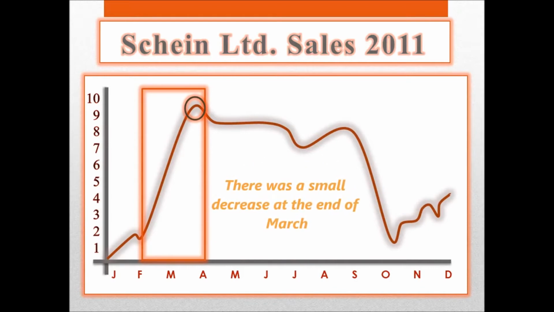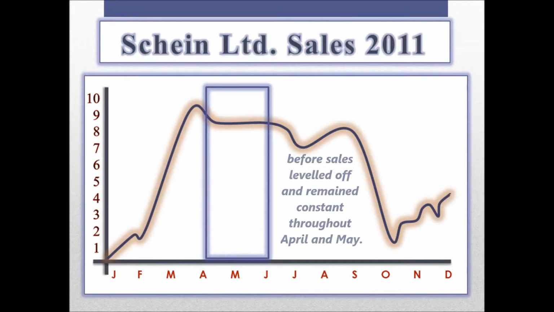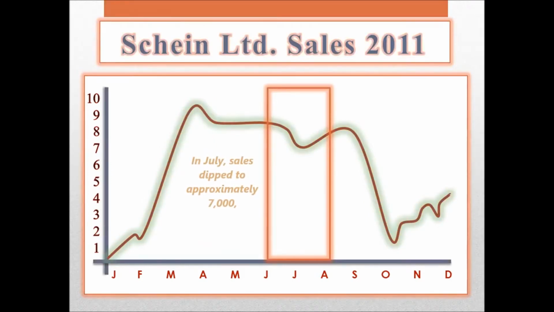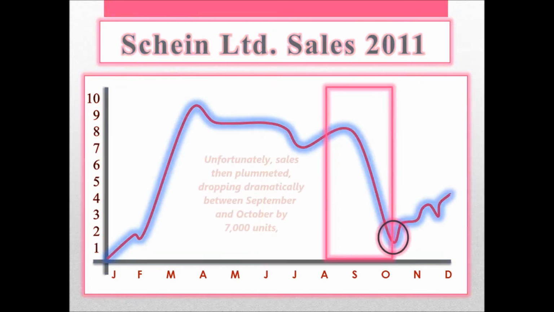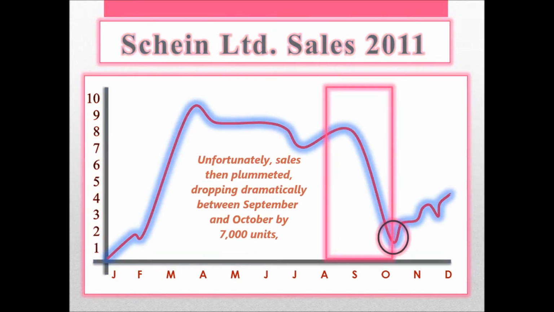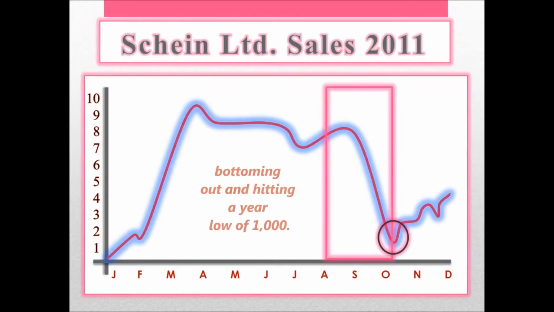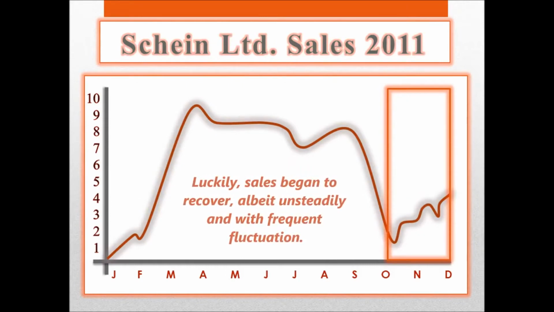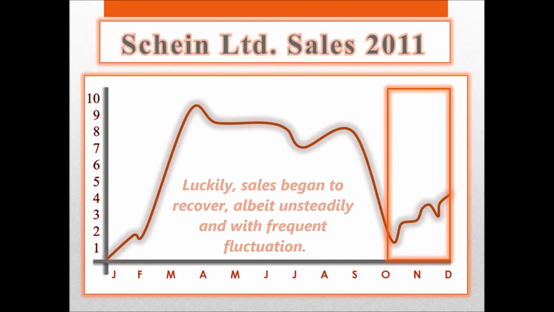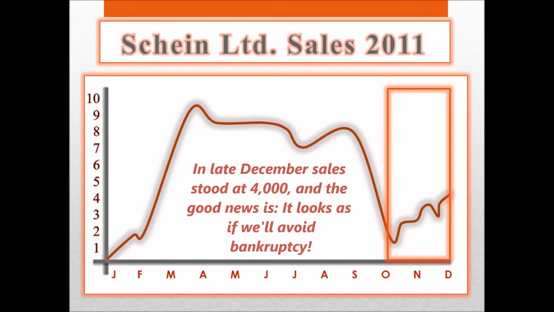There was a small decrease at the end of March before sales levelled off and remained constant throughout April and May. In July, sales dipped to approximately 7,000 but improved in late August to reach 8,000. Unfortunately, sales then plummeted, dropping dramatically between September and October by 7,000 units, bottoming out and hitting a year low of 1,000. Luckily, sales began to recover, albeit unsteadily and with frequent fluctuation. But in late December, sales stood at 4,000, and the good news is, it looks as if we'll avoid bankruptcy.